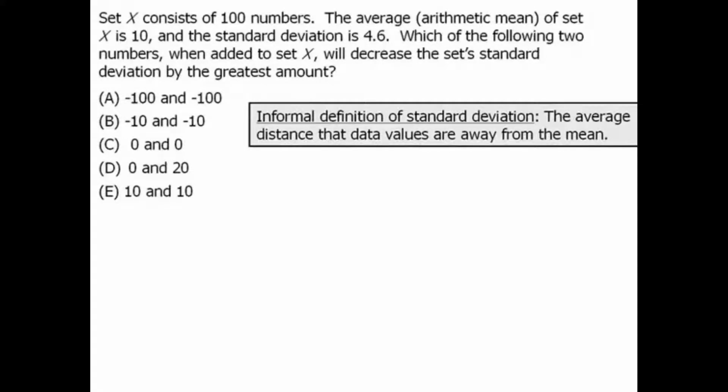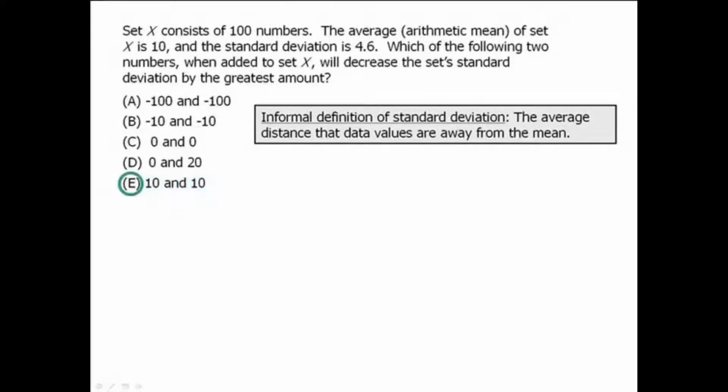Now let's examine answer choice A. Here we can see that negative 100 and negative 100 are both 110 units away from our mean of 10. As such, these two numbers would increase our standard deviation if we added them to set X. Conversely, 10 and 10 are both 0 units away from our mean of 10. So as such, these two numbers will decrease our standard deviation of set X. So the answer here is E.